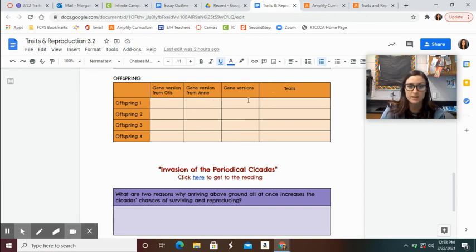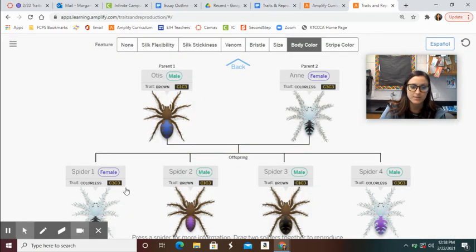So looking at offspring 1, I saw it was C3, C3 for the gene version, and its trait was colorless. The first one is usually from the male, and the second one is from the female. So Otis gave C3, and so did Ann. For spider 2, Otis gave C1 and Ann gave C3.